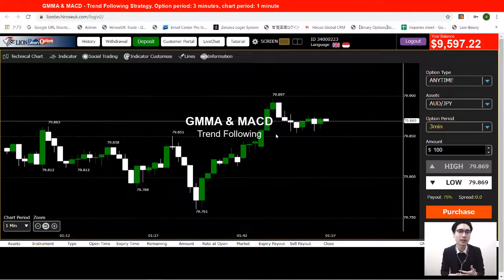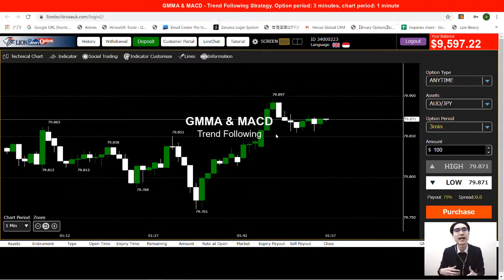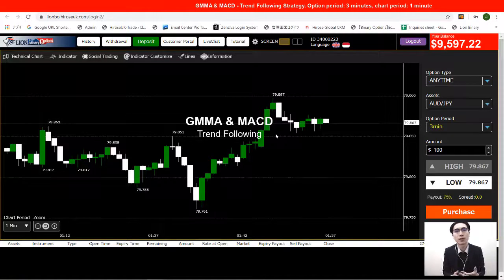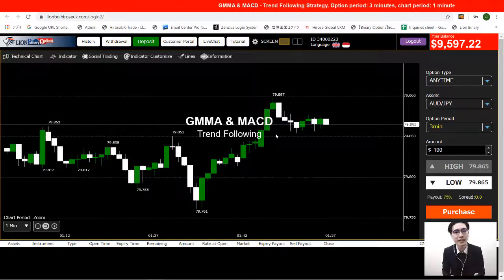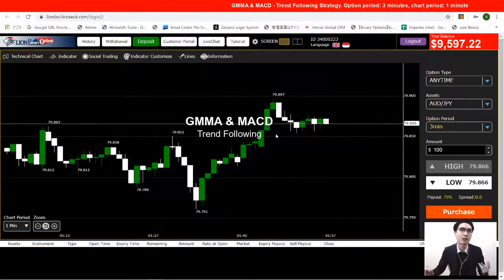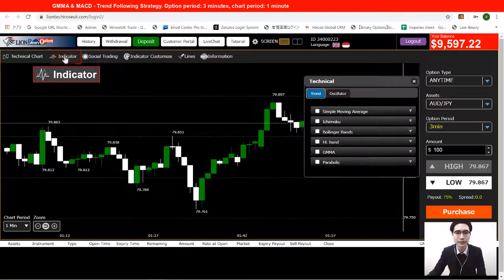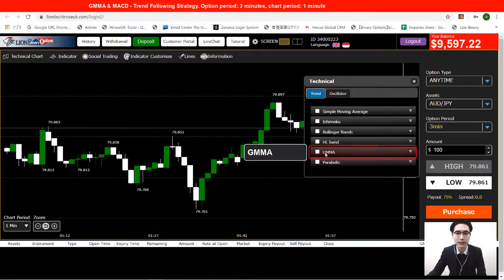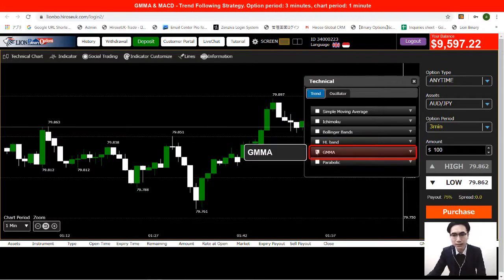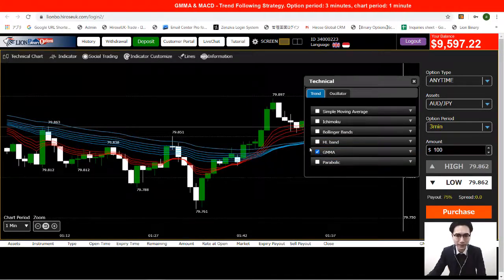For today, I will not be only using the GMMA, I will be using the MACD as well, just to give a further confirmation on the signal, just to make it more accurate. So first I will set up the technical indicators. Let's go to the technical indicator. Click on it. Now we'll select the GMMA. Put a tick there. It's on default, so nothing to change for that.